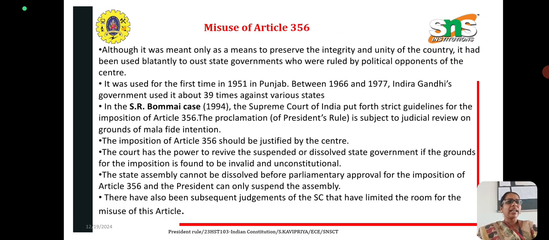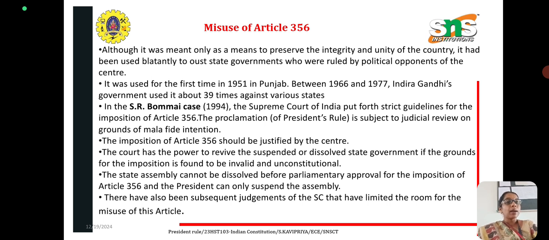And there are certain factors which indicate the misuse of Article 356. Although it was meant only to preserve the integrity and unity of the country, it had been used bluntly to oust state governments which were ruled by the political opponents of the centre. It was used for the first time in 1951 in Punjab. Between 1966 and 1977, Indira Gandhi's government used it about 39 times against various states.